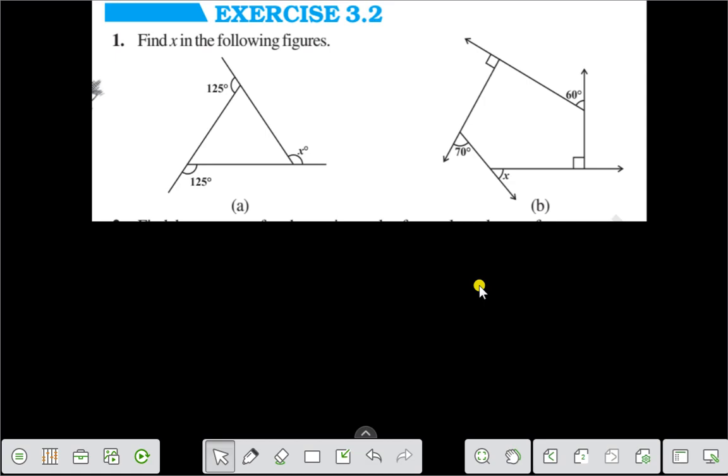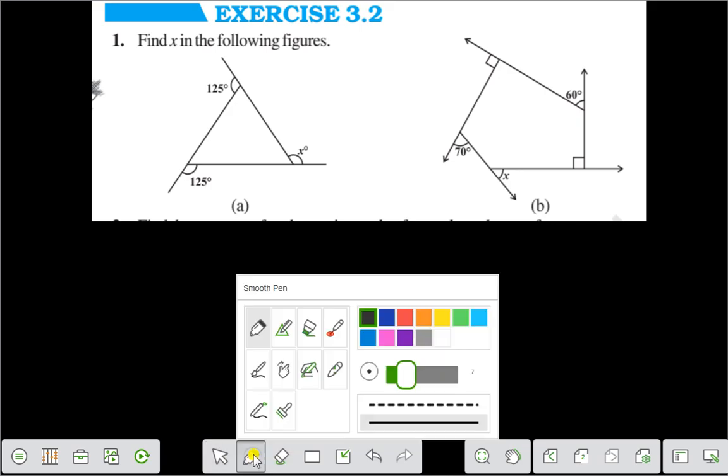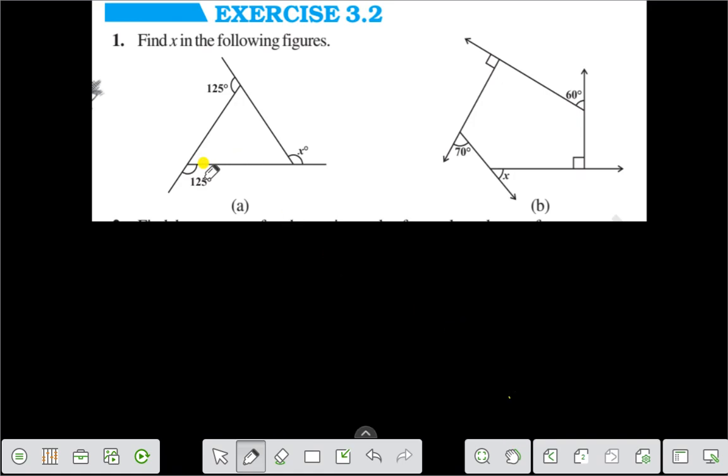Hello everyone. Today we shall discuss exercise 3.2 question number 1. Find x in the following figures. A. Here you see this is angle 125 degree. This is an external angle. This is 125 degree. This is x degree. We will solve question number 1a.